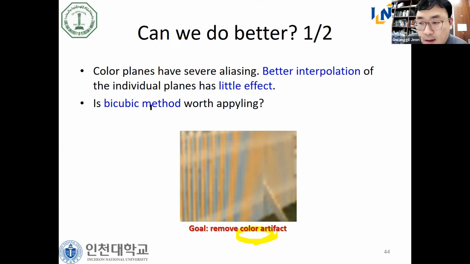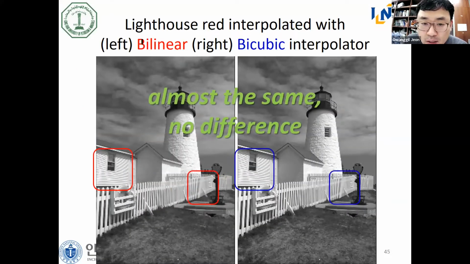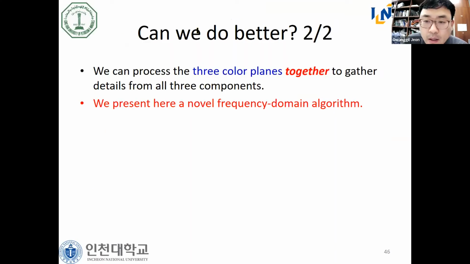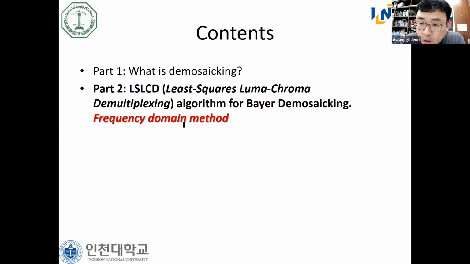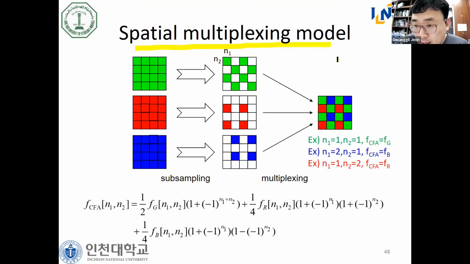Some of you may think we could use the bicubic method, not bilinear. So here is the result of bilinear on the left and bicubic on the right, and you can see there is not much difference between the two methods. So we want a novel frequency domain algorithm using RGB all together, because previously the reason we see artifacts in the red or blue component is that we restore the information separately, red with the red information, blue with the blue information. So here is the second one, the spatial multiplexing model.